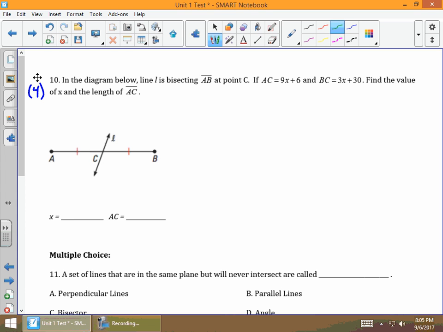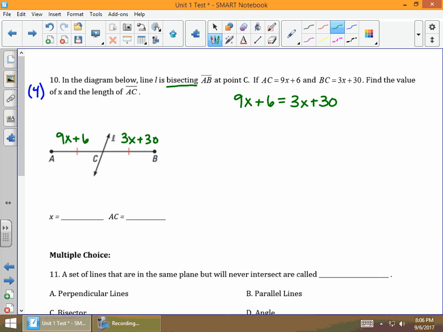So in the diagram below, line L is bisecting. That's a big word there, meaning to cut in half. So AB has been cut in half at point C, which means that the distance from A to C, namely up here says 9x plus 6, and B to C, 3x plus 30. Because it is bisected, that means these two segments have to be the same. So the first point that you could have earned is just writing out 9x plus 6 is equal to 3x plus 30. So if you have that, that's the first point.